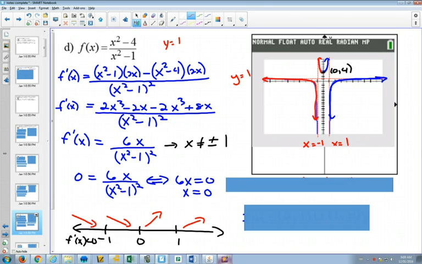And so if we just look at x squared divided by x squared, well, that simplifies to 1. And it's going to get closer and closer and closer to 1. Because as x gets bigger and bigger and bigger, minusing 4 or minusing 1 won't matter.